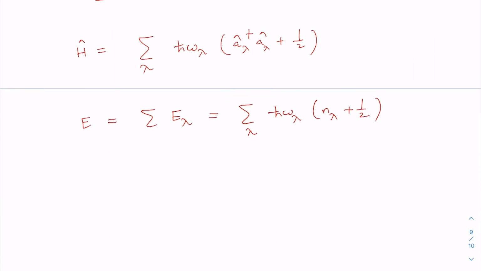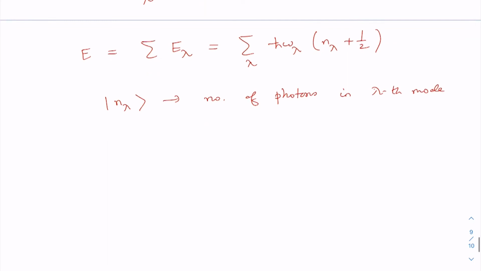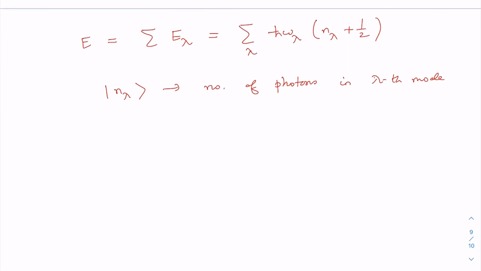Now for lambda-th mode, here this ket n lambda is called the number ket because it gives the number of photons or excitations in lambda mode. Please note that the electric and magnetic field which are observables in classical electromagnetism are now operators in quantum mechanics. So the classical electric field that we wrote earlier was of this form. So it's the polarization direction. This is the complex amplitude E0t e to the power I k dot r plus complex conjugate.